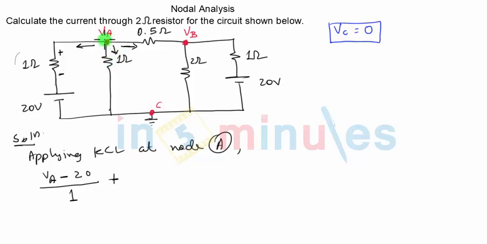Second current will be VA. There is no voltage source in this branch, so it will be VA divided by 1 ohm directly. And the third current will be through 0.5 ohm resistance. There is no battery here, but 0.5 ohm is connected between node A and node B.